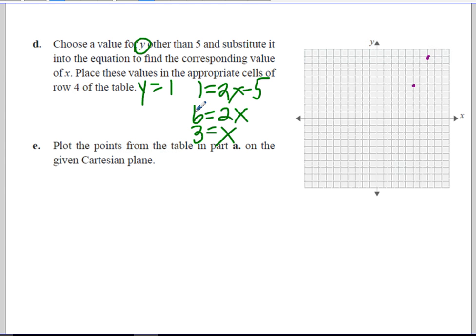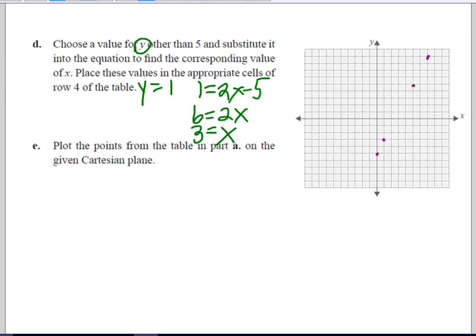And then our third point, we had (0, -5). So we're not going left or right. Going down 1, 2, 3, 4, 5. There's our third point. That's called a y-intercept because it's right on the y-axis. We'll talk about intercepts more later. And then we had (1, -3). So over 1, down 1, 2, 3. So there are the points for this equation.